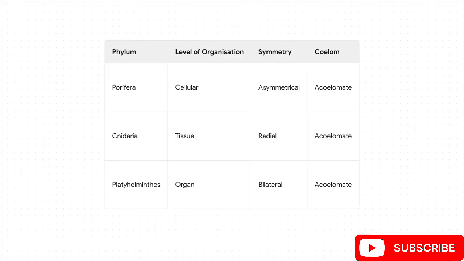This little table here, it lays it all out like a cheat sheet. You can literally trace the evolutionary steps. You go from Porifera to Cnidaria to the next group up, the Platyhelminthes or flatworms, and you can just see that complexity building feature by feature.